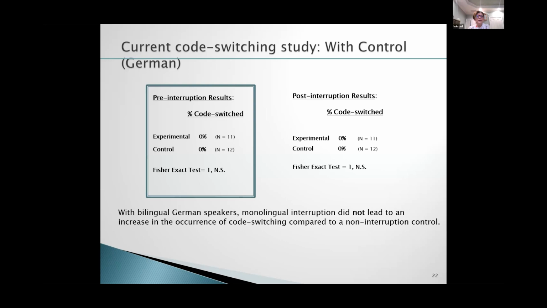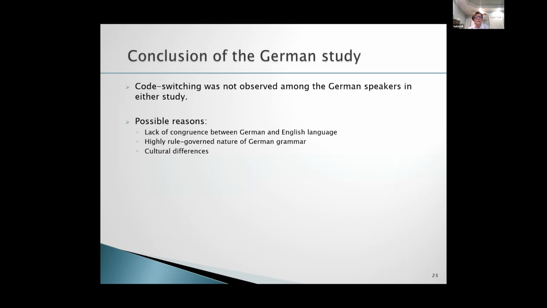It seems that there is something about German speaker bilinguals: under laboratory conditions, other languages code switch, German speakers do not code switch. And the question is why? There could be many possible explanations for this. Next slide would address that.